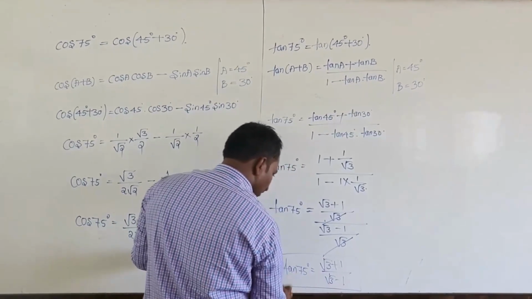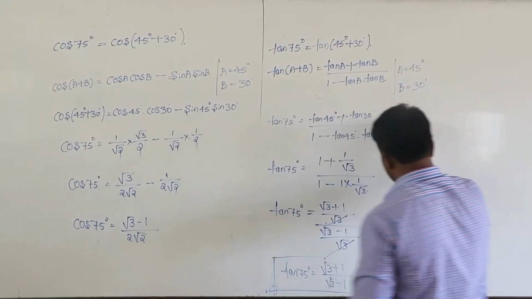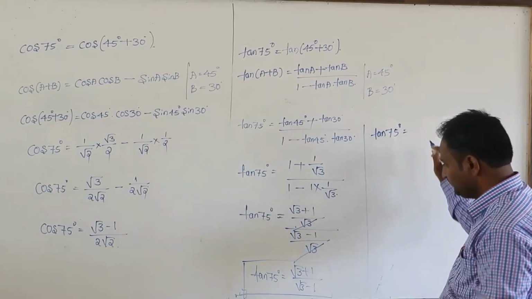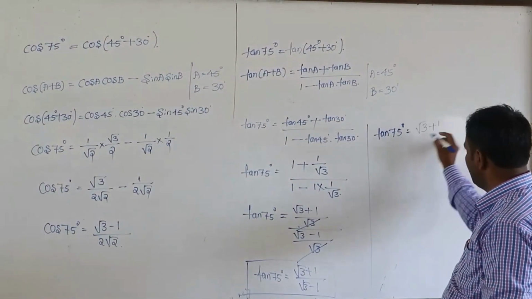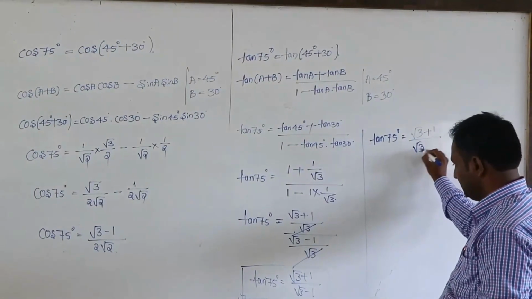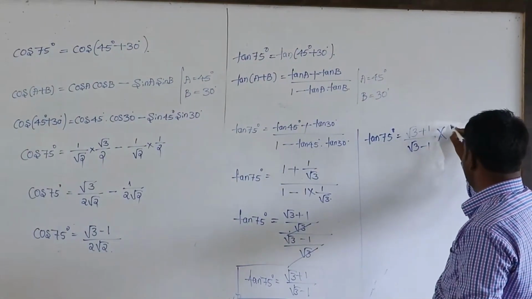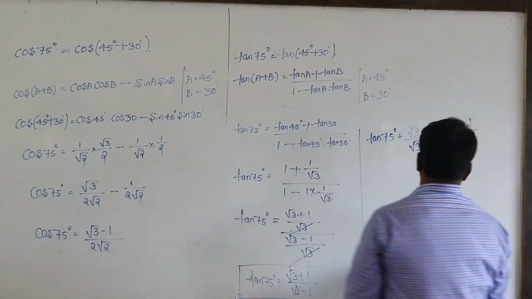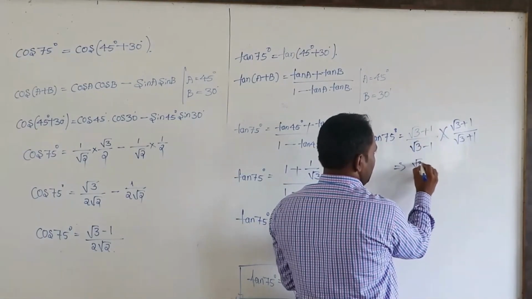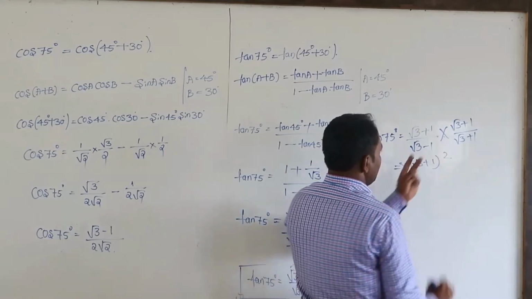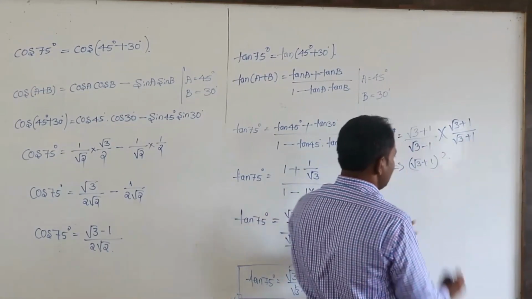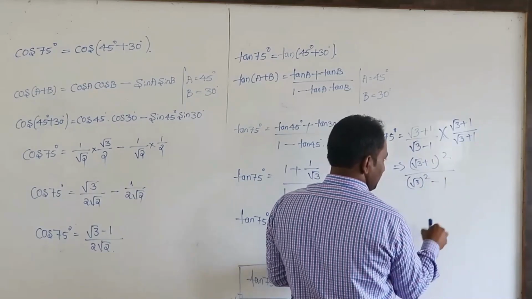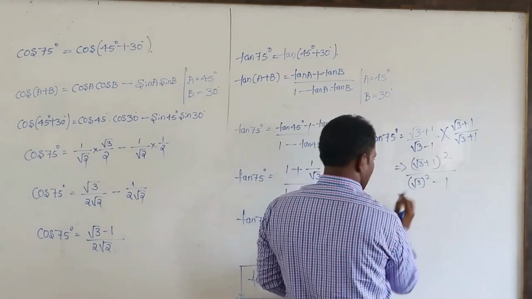This is the formula. Then again we simplify, and we get tan of 75 degree is equal to root 3 plus 1 divided by root 3 minus 1. Now rationalize the denominator: multiply by root 3 plus 1 divided by root 3 plus 1. The denominator is a minus b into a plus b, that is a square minus b square, root 3 square minus 1 square, value 1, and the numerator is a plus b whole square.